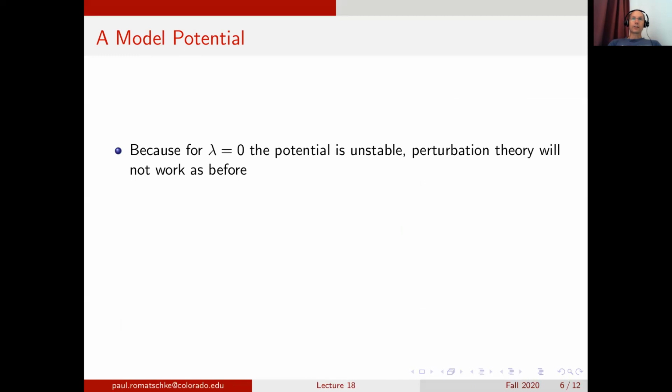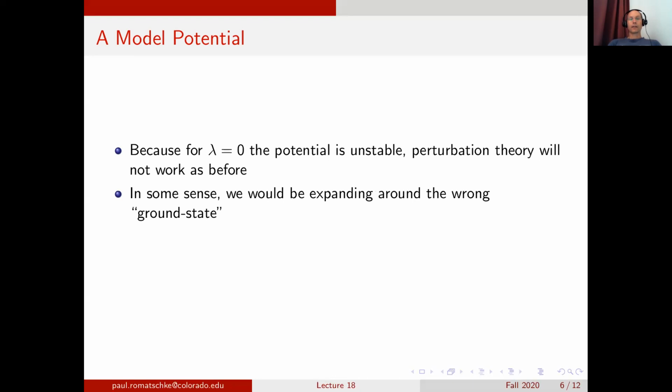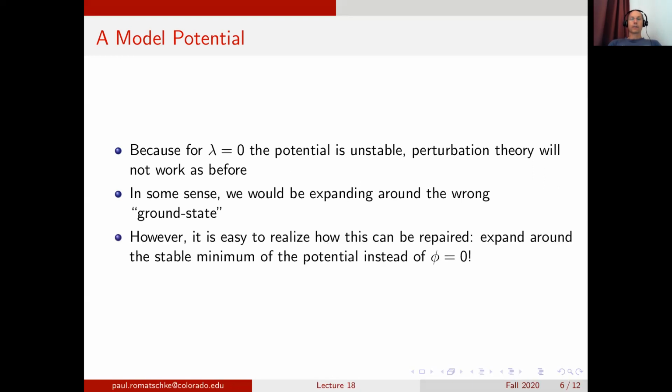For exactly vanishing coupling constant, lambda equal to 0, the potential is simply completely unstable. The perturbation theory will not work as before. In some sense, if we were to try to set up perturbation theory as we have before, expanding around lambda equal to 0, we are just expanding around the wrong ground state. It is fairly straightforward to figure out how this situation can be repaired. Instead of expanding around the wrong ground state, we have to expand around the stable minimum of the potential instead of the point phi of 0.